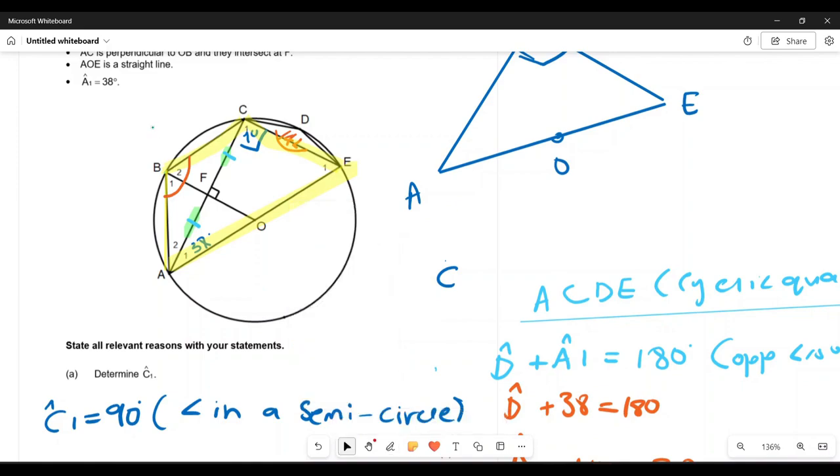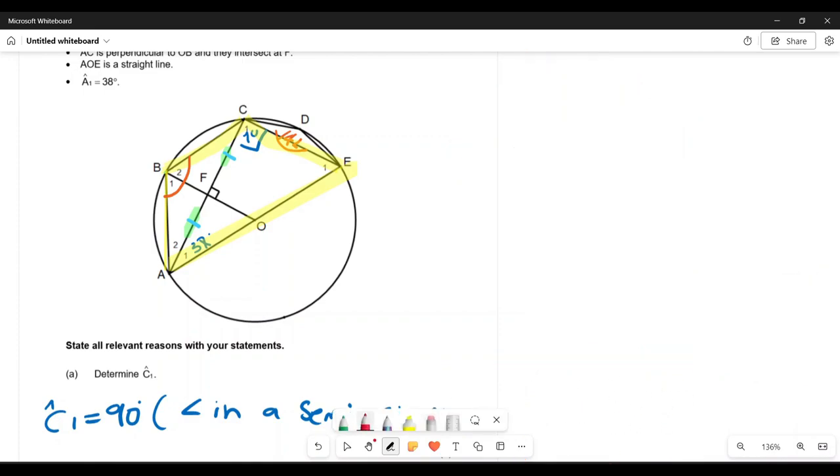Now, remember, I'm trying to look for my angle B. Let me try and erase here. All right, so I'm going to name my cyclic quad: B, C, E, A, which is a cyclic quad.